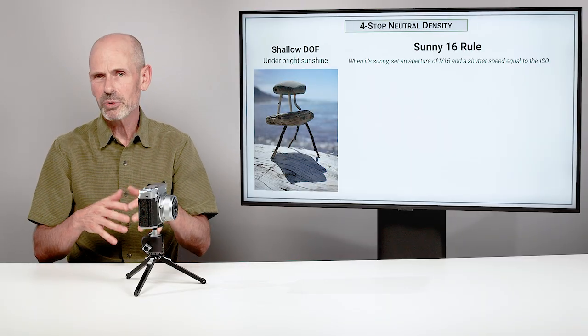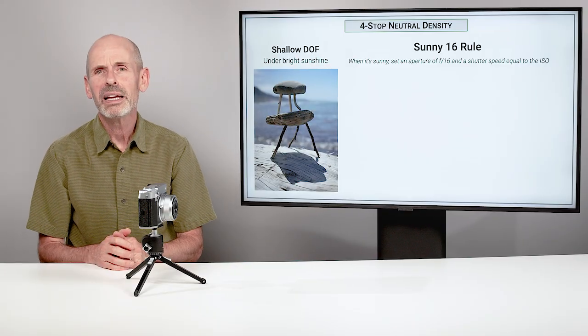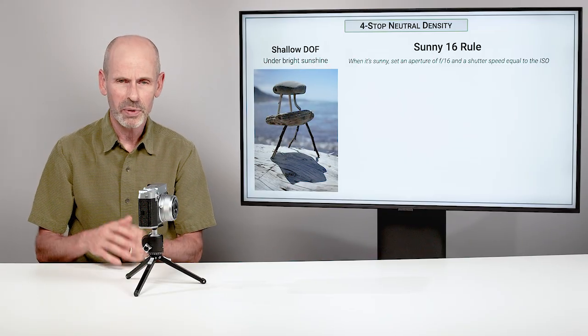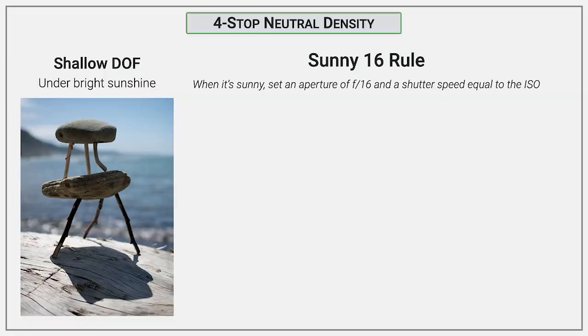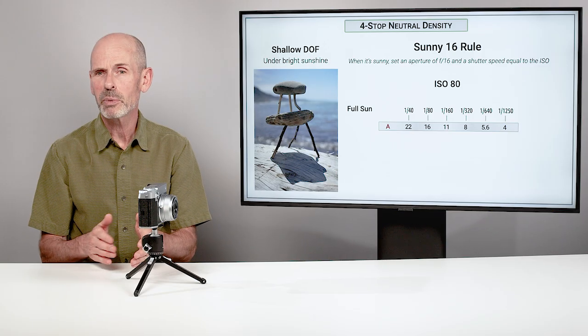Well, one of those important exposure things that most people should know, a lot of people do know, is the sunny 16 rule. So if it's sunny outside, the correct exposure may not be the best exposure for what you want, but the correct exposure will be f16 and a shutter speed equal to your ISO. All right, now remember, the best ISO setting on this camera is 80, which means you would set 1/80th of a second at f16, ISO 80, and you would have a proper exposure.